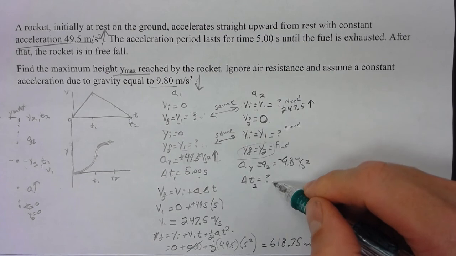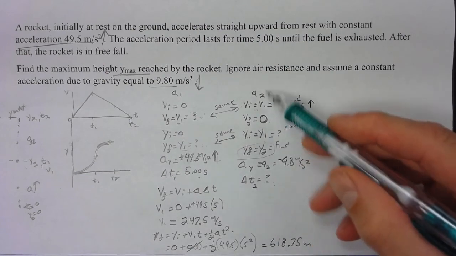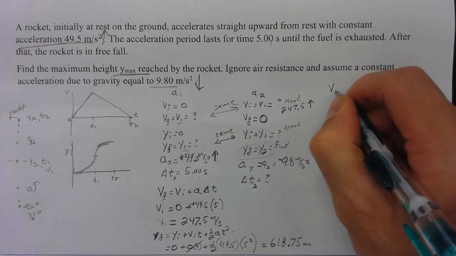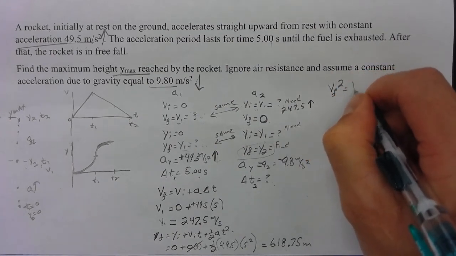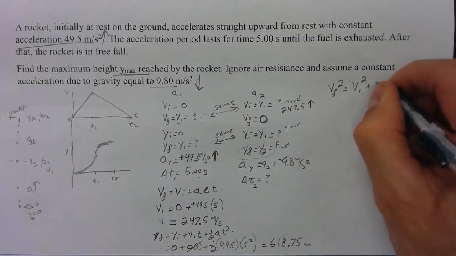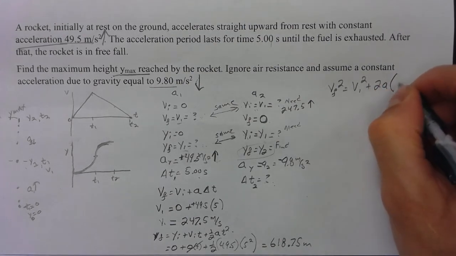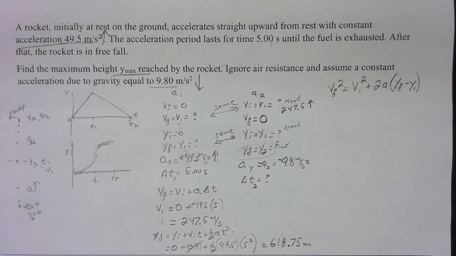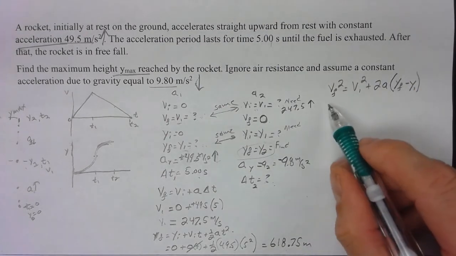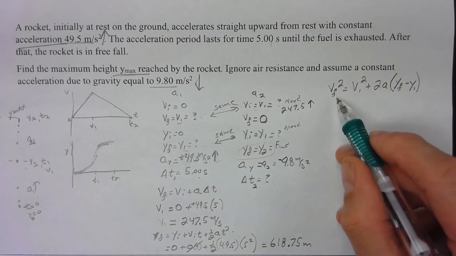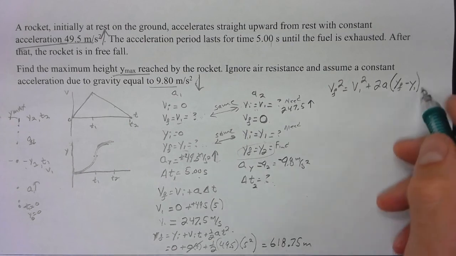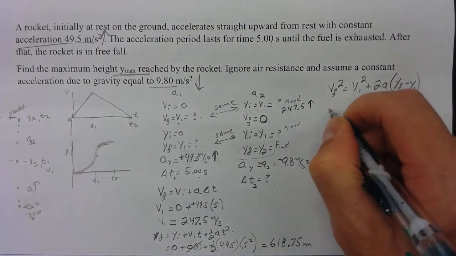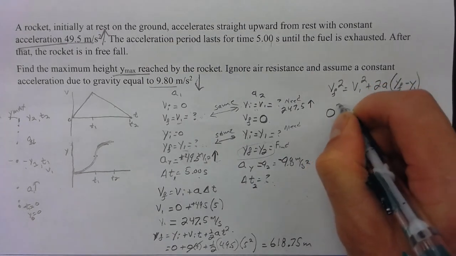I don't have time for this last interval. So the equation without time is that the velocity final squared is the velocity initial squared plus 2a times y final minus y initial, the change in y. Well, I've got everything here but the y final. So I'm going to plug them in first, and then I'll do the math. Y final is 0, right? It's going to end at rest.